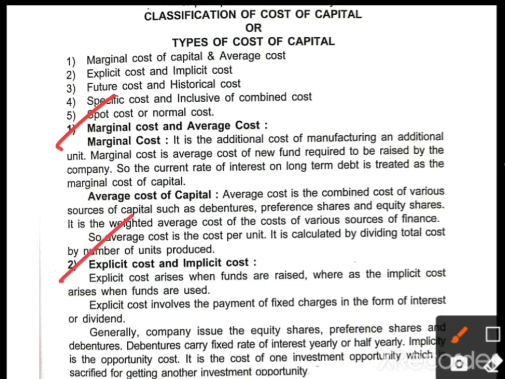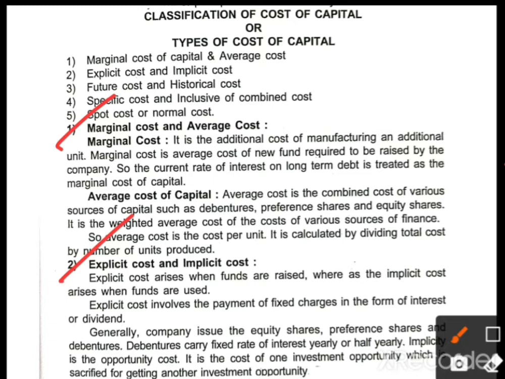Next, explicit cost and implicit cost. This is the most important among all. Explicit cost arises when funds are raised. When you are raising the fund, when you are collecting the fund, at that time explicit costs are incurred, and implicit costs are incurred at the time when you are using the fund. So that is the implicit cost.